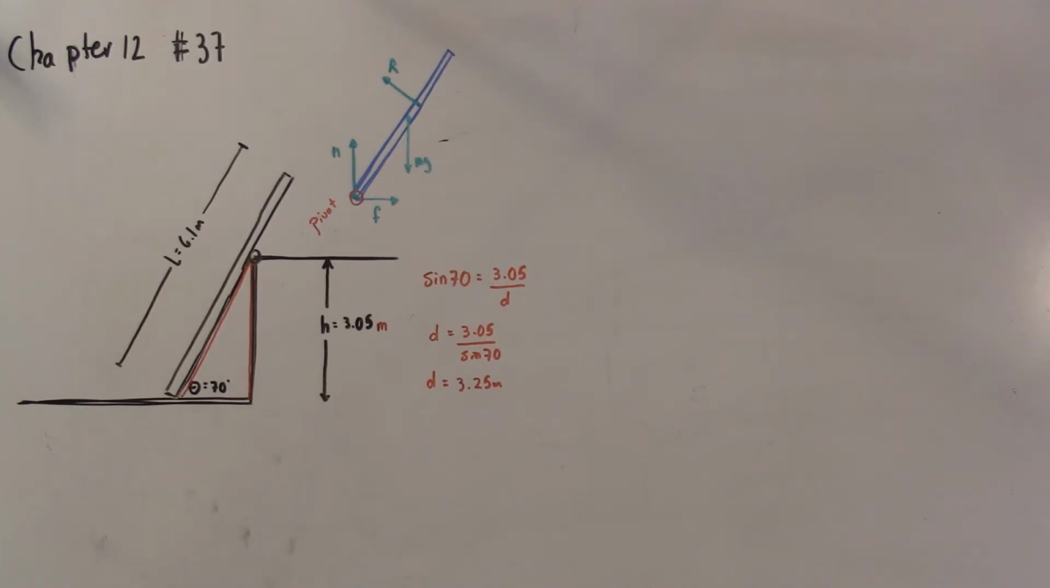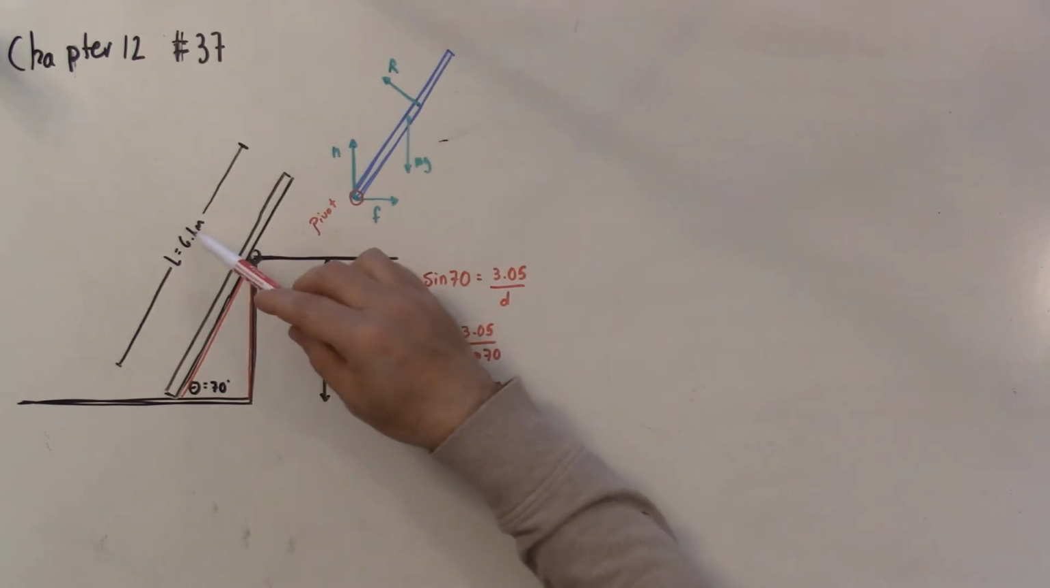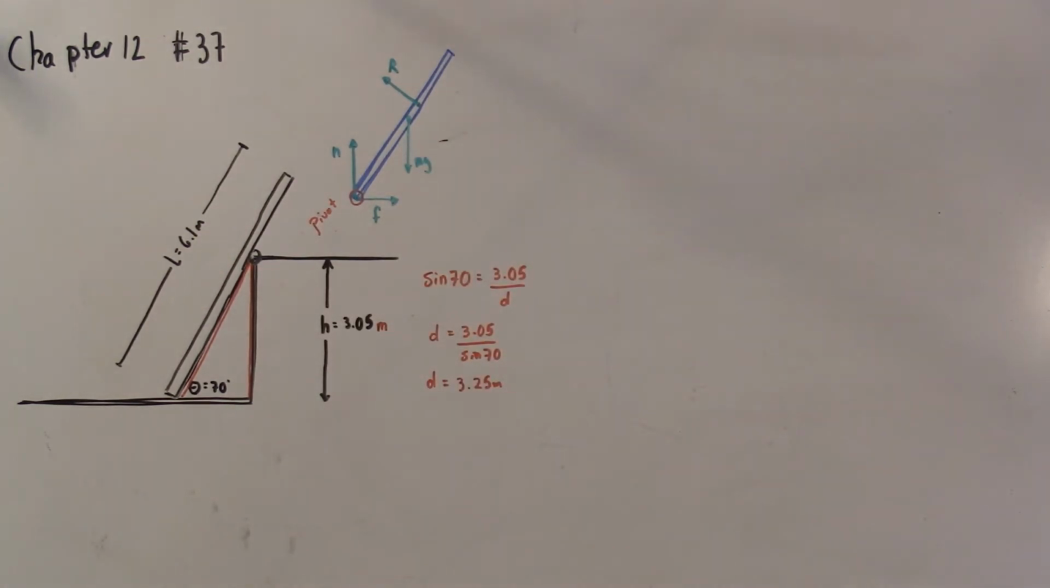3.25, perfect. So this thing, it'd be 3.05 to get here because it's half of 6.1, and it's 3.25 to get here. So now I have a distance, so now I can write my net torque statement.